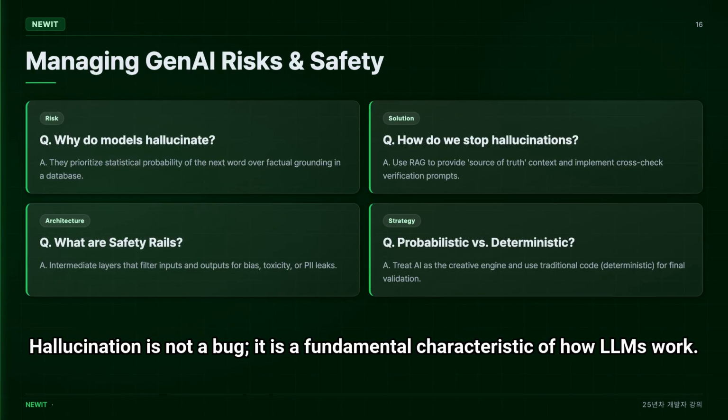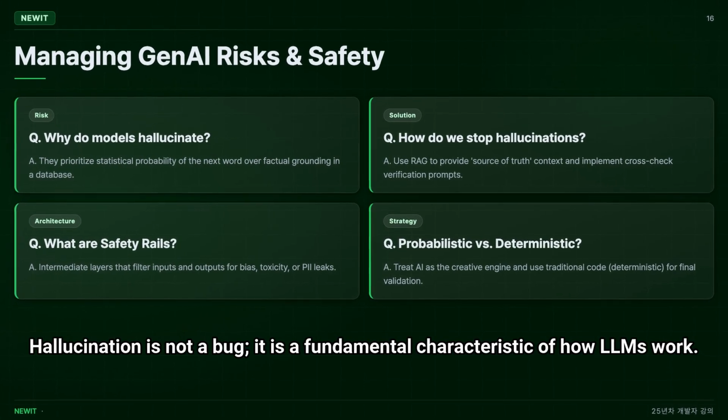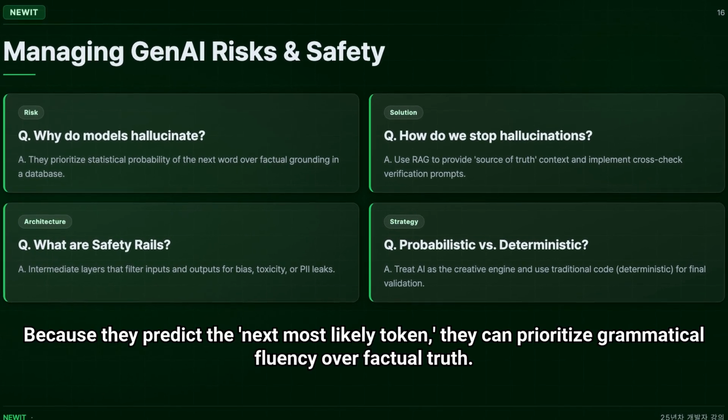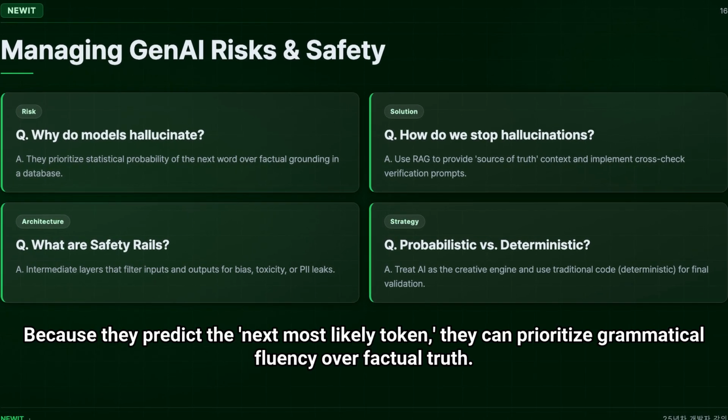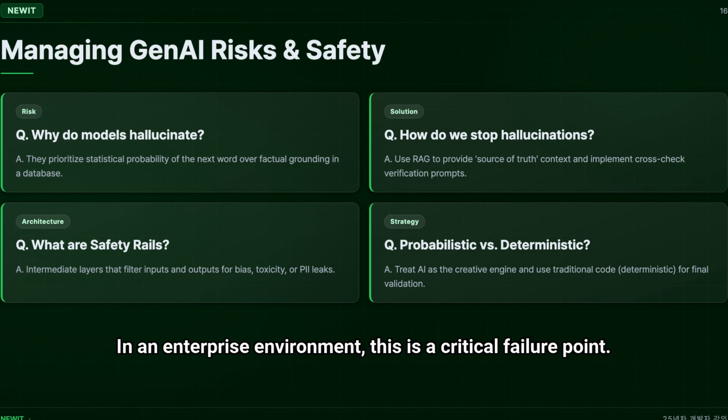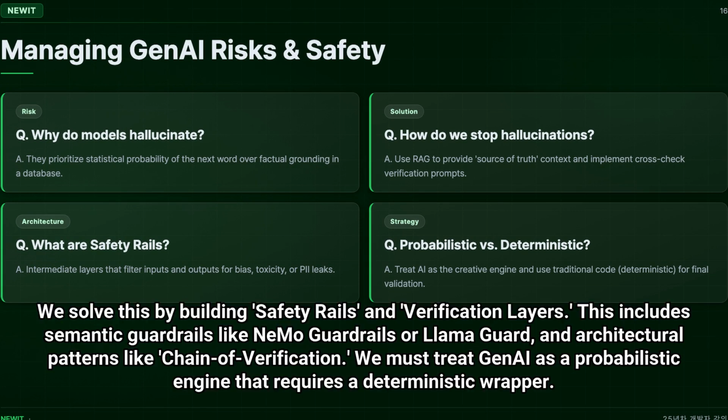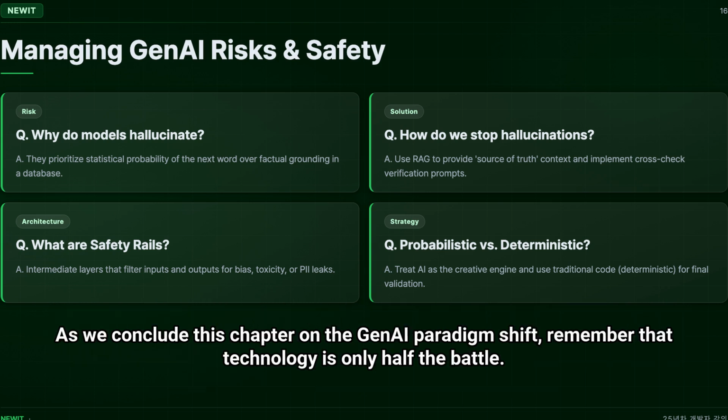Hallucination is not a bug, it is a fundamental characteristic of how LLMs work. Because they predict the next most likely token, they can prioritize grammatical fluency over factual truths. In an enterprise environment, this is a critical failure point. We solve this by building safety rails and verification layers. This includes semantic guardrails like NeMo Guardrails or Llama Guard, and architectural patterns like chain of verification. We must treat GenAI as a probabilistic engine that requires a deterministic wrapper.